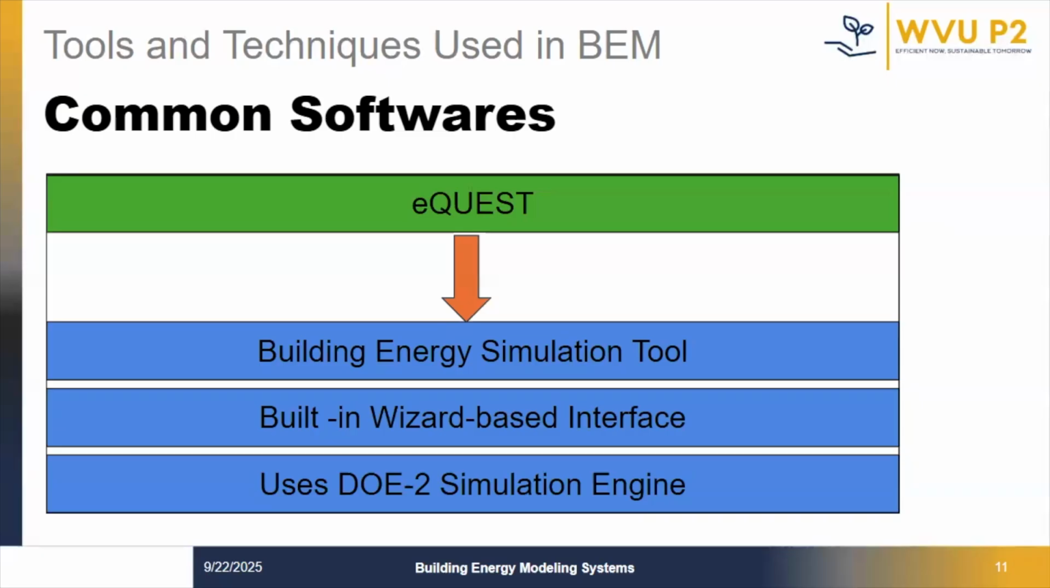eQuest translates our inputs into a format that DOE-2 understands. DOE-2 performs the simulation that is built in eQuest. DOE-2 runs the hour-by-hour calculations, for example, heating and cooling loads, equipment performance, energy use, and utility cost. And finally, the results are displayed in eQuest. eQuest presents results such as charts, tables, and reports, but they all come from DOE-2 calculations. We will see at the last by running an example through eQuest where we can see some charts, tables, and reports displayed as a result.